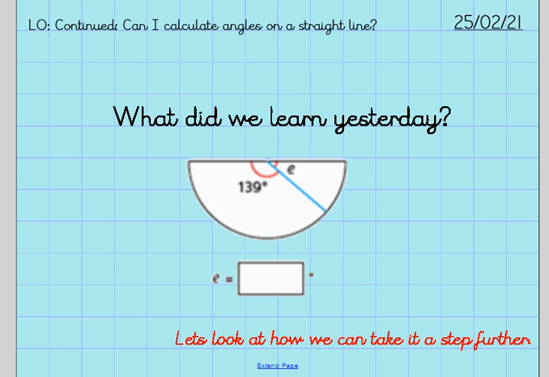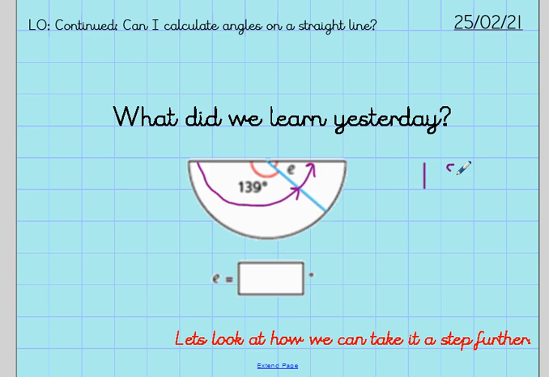So, moving on to today's lesson. What did we learn yesterday? We learned, didn't we, that we can work out the missing value on a straight line by using our knowledge of a straight line having 180 degrees. So we know that the turn all the way around from here to here is 180 degrees. If we get to here and we're on 139 degrees, we need to find out this missing piece here. And we said yesterday we could do that using a subtraction.